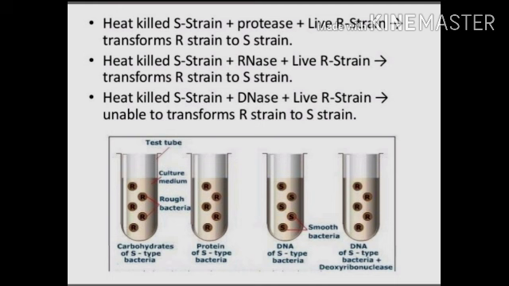Then when they added heat-killed S strain with protease and live R strain, what did they see? They saw transformation of R strain to S strain. And when heat-killed S strain with RNase and live R strain, they again found transformation from R strain to S strain. But when they mixed heat-killed S strain with DNase and live R strain, they were unable to transform R strain to S strain. Okay.